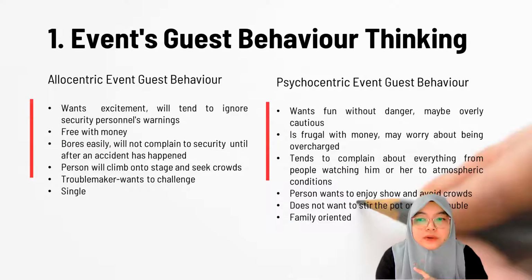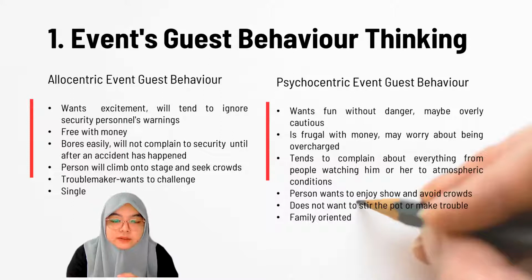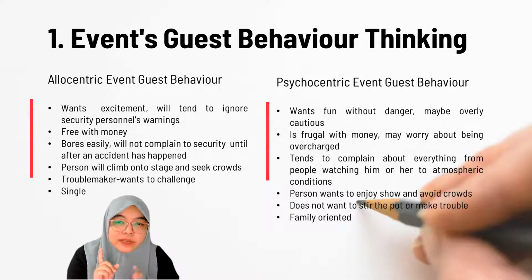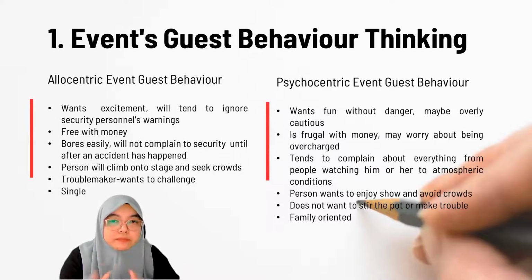Right, so let's take a look at the first one. It can be divided into allocentric event guest behavior and also psychocentric. As for allocentric, in simpler words, allocentric people are people that are very active. While psychocentric people are quite mundane and quite passive. Okay, so let's take a look at the first one.